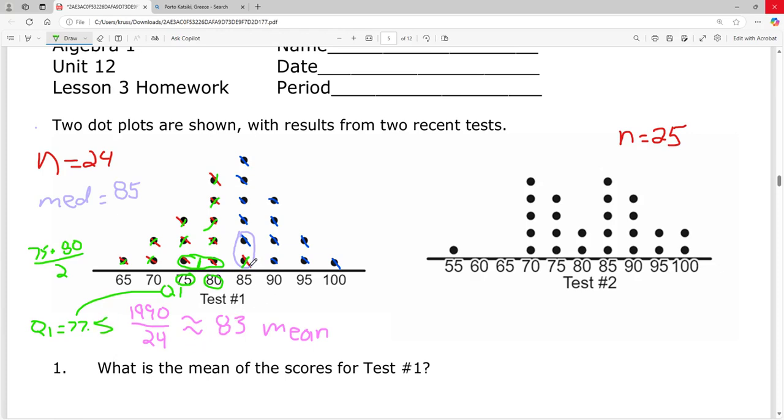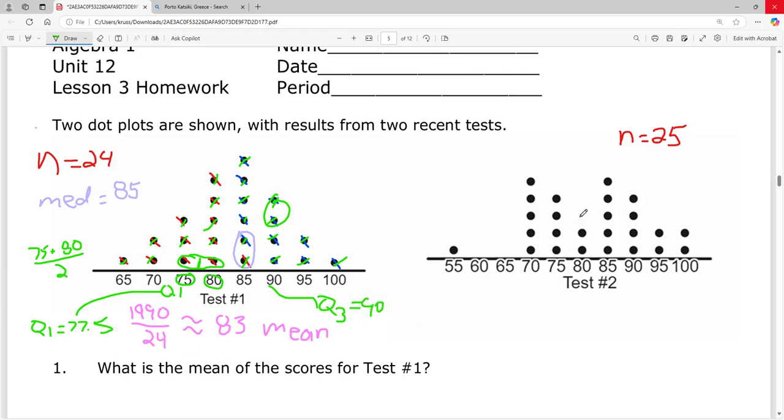Now we're going to do the same thing for this data. We have to start here and work our way back. 1, 2, 3, 1, 2, 3, 2 more, 2 more, and right here is where the two are going to meet. 90 plus 90 is 180, divided by 2, so the quartile 3, the upper quartile, equals 90.